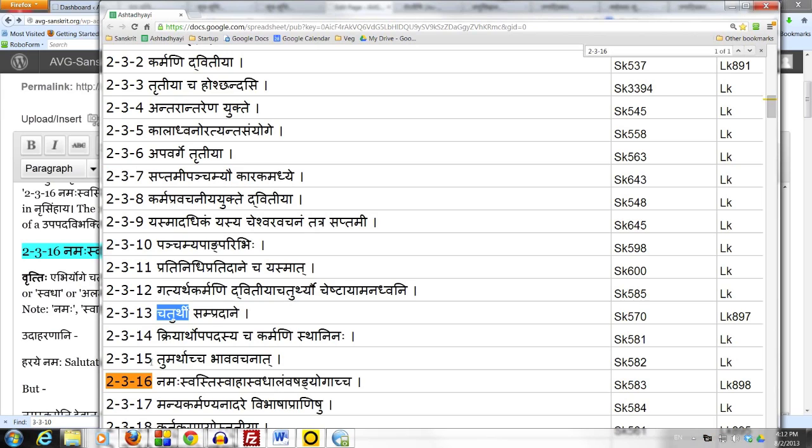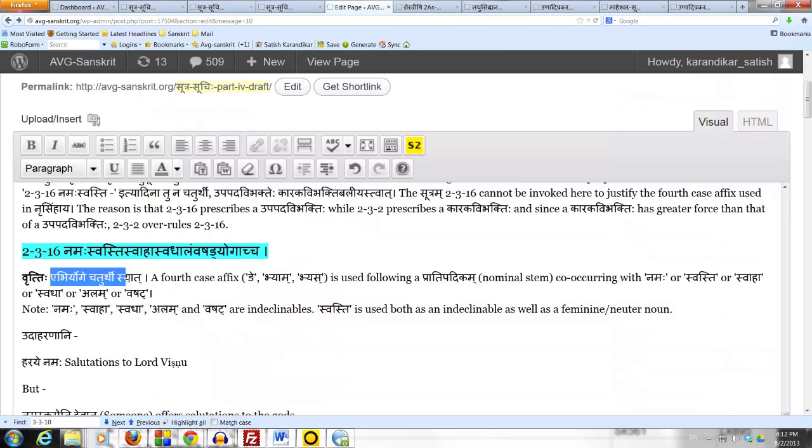The sutram we are taking now is 2-3-16. The sutram prescribes a fourth case affix following a pratipadikam which co-occurs, which is in conjunction with certain words. The sutram reads, Namasvasti swaha swadhalam vashad yogacha. The vritti says, Ebhir yoge chaturthi syat.